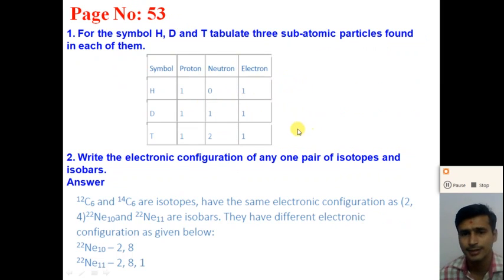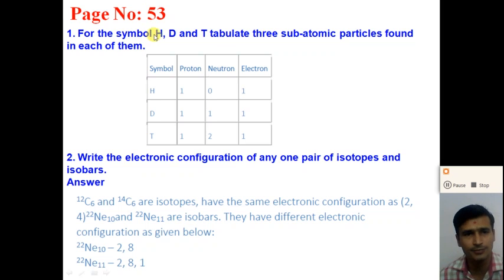And the last set of questions is given on page number 53. Question number 1. For the symbols capital H, capital D and capital T, tabulate the 3 subatomic particles found in each of them. H for hydrogen, D for deuterium and T for tritium, right? We need to find the subatomic particles: number of protons, neutrons and electrons. It is easy to find from the atomic number and the mass number.